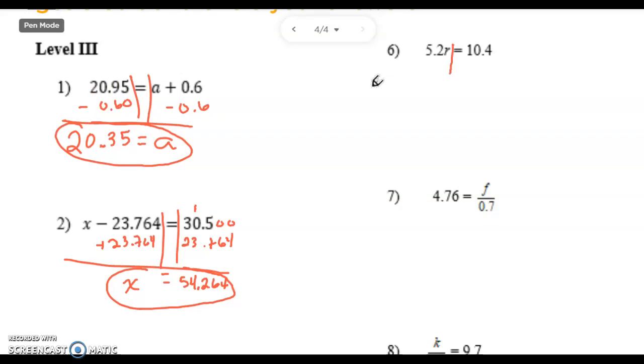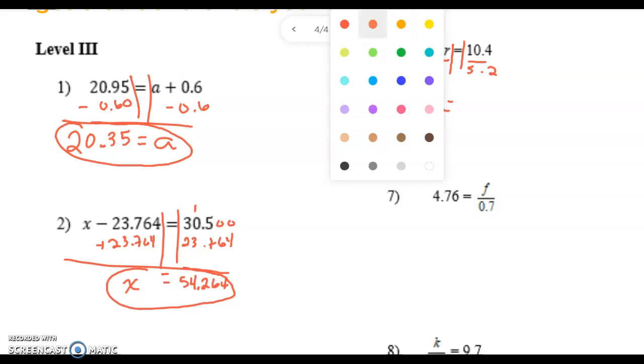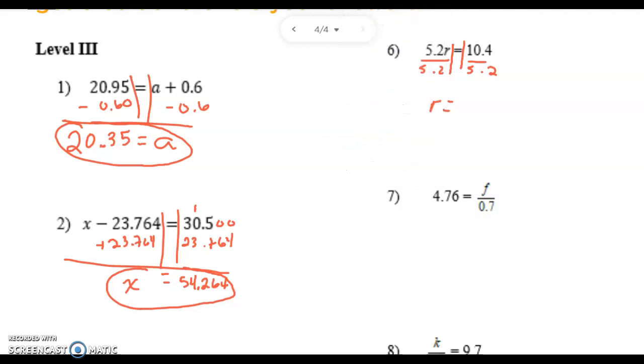Number 6, draw my wall. Who does R want to get rid of? He wants to get rid of 5 and 2 tenths. So I'm going to divide both sides by 5 and 2 tenths. All right, 5 and 2 tenths divided by 5 and 2 tenths is 1. So I'm left with a 1R equals. And I'm going to get a different color. And I'm going to do 10 and 4 tenths divided by 5 and 2 tenths.